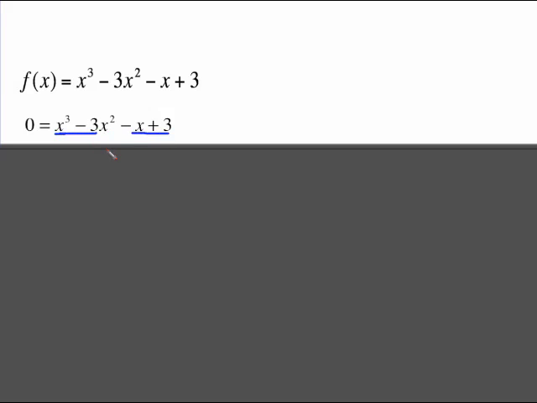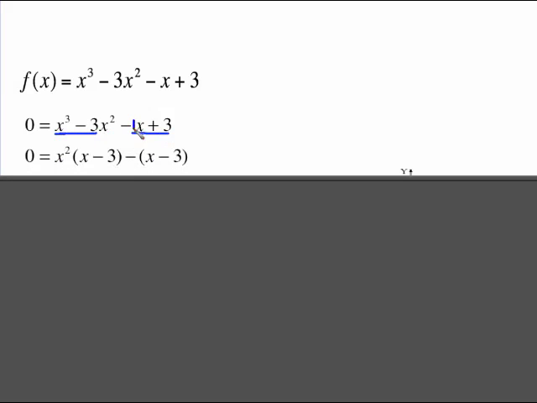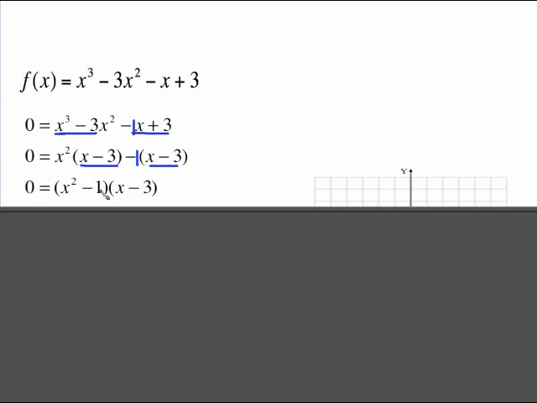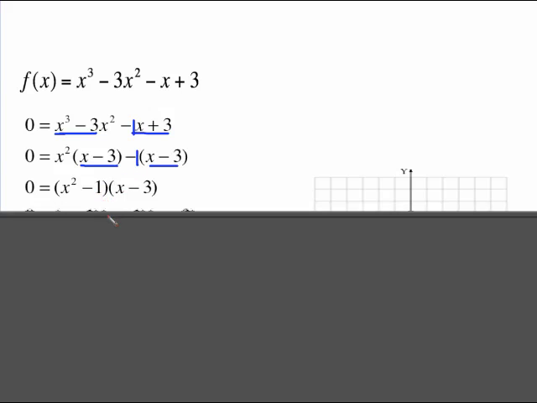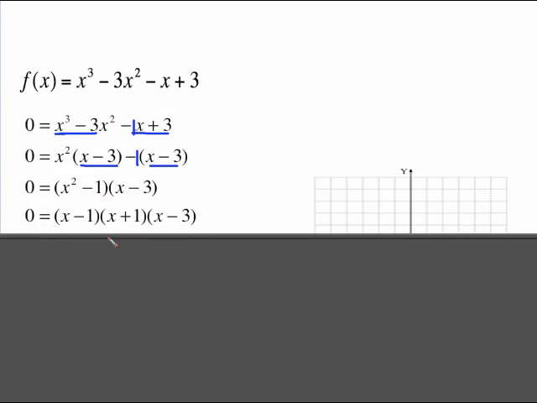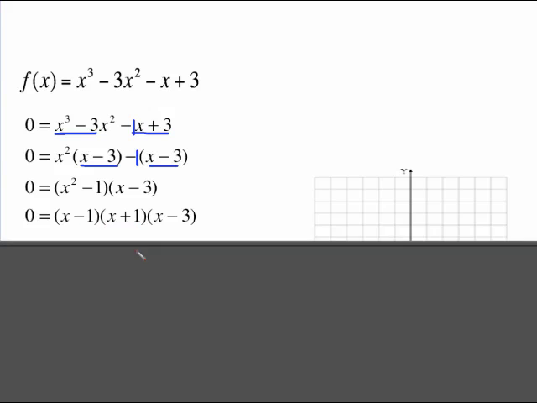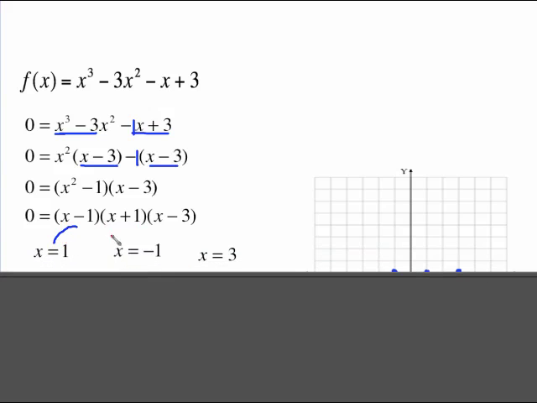We can take an x squared out of the front, take a negative 1 out of that, which is what turns the signs here. Then, because we have the same binomial right there, it's going to come down, and then we have x squared minus 1, which is the difference of 2 squares, which factors as x plus 1 times x minus 1. There's my 3 factors. Set each one equal to 0 and solve.